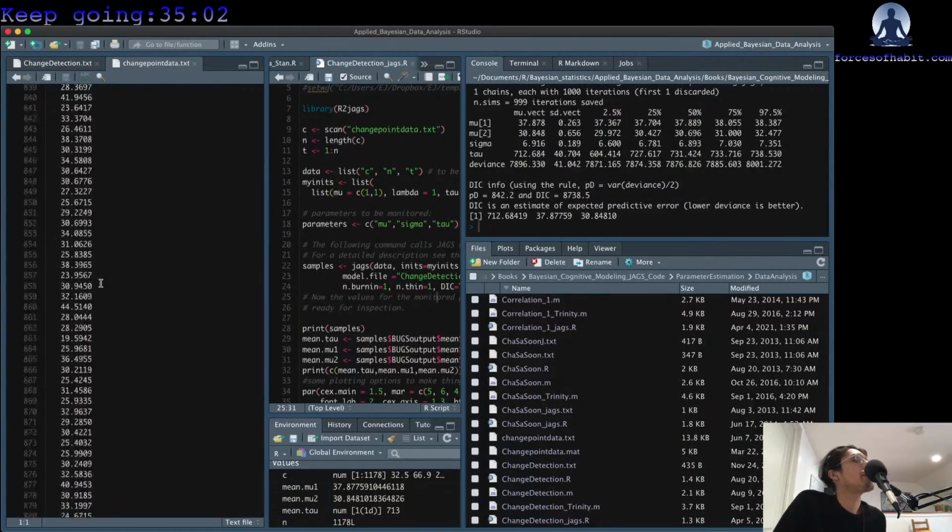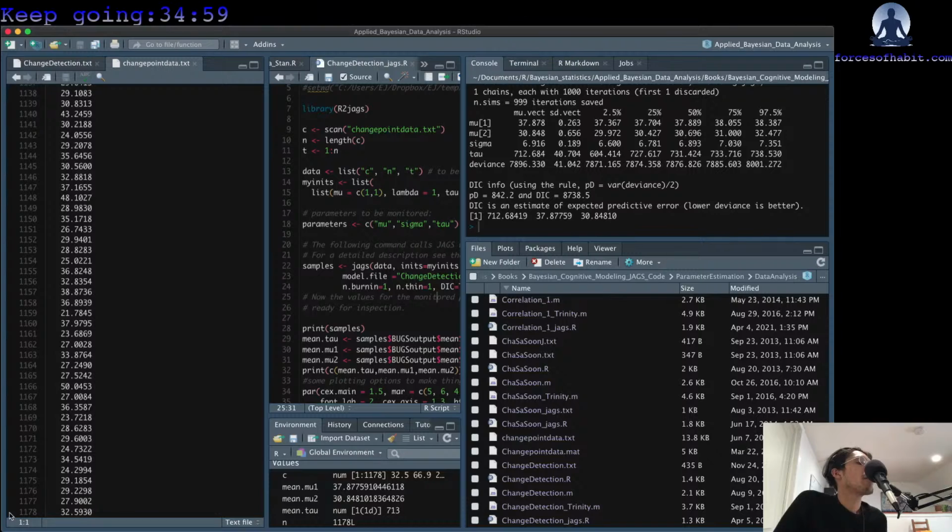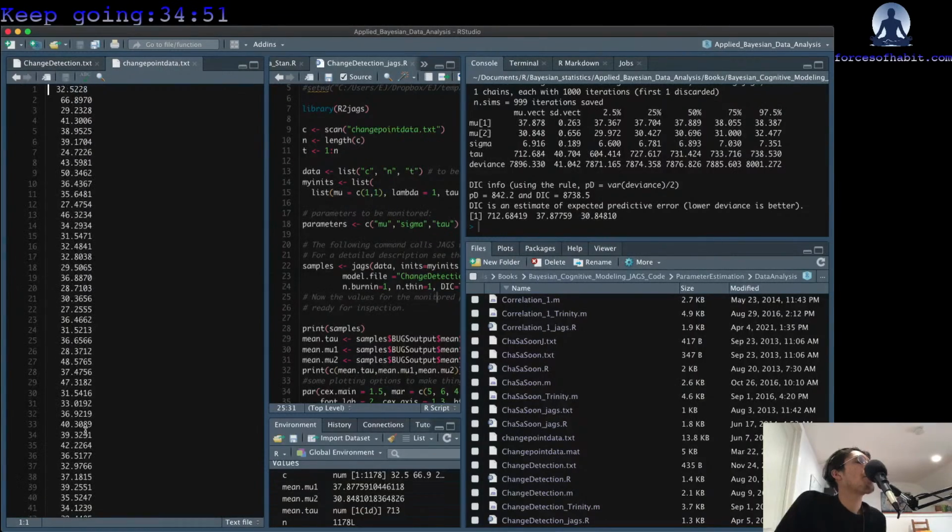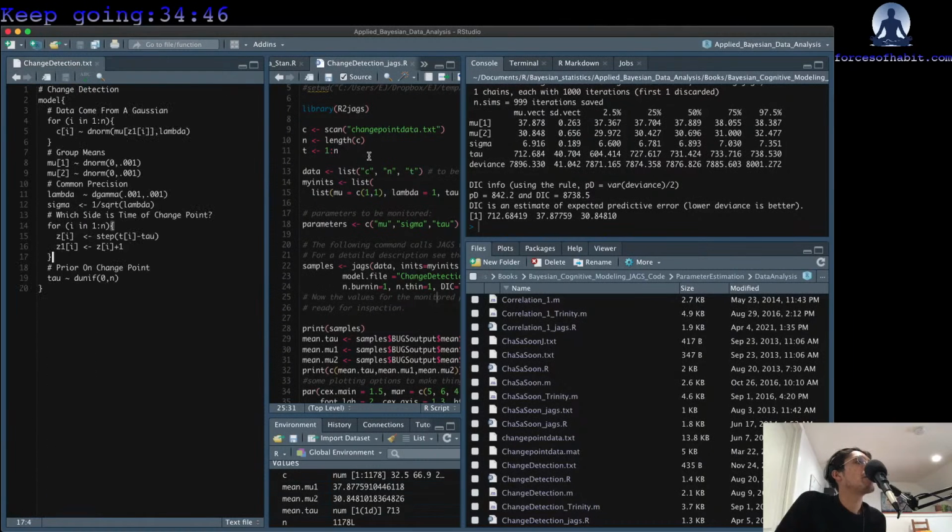So here's the data. We have 1,178 observations. Here's the count over all the observations. We'll use this called scan. So we scan this text file, which gives us the vector. We check the length of the vector, and then t is just going to be equal to 1. So time is equal to 1 to the length of the vector. So it's just a vector of size 1,178.